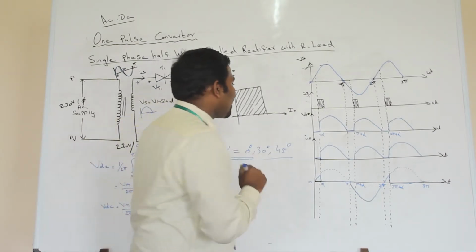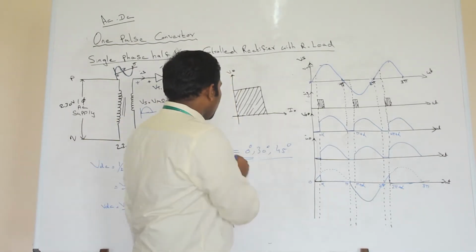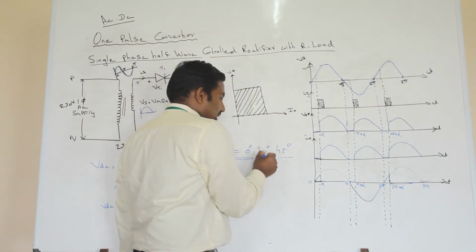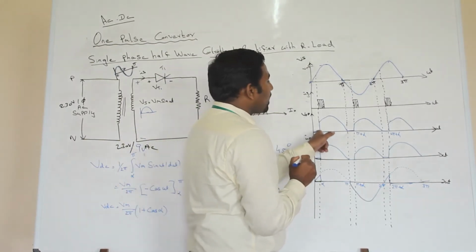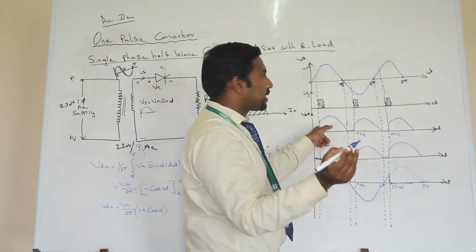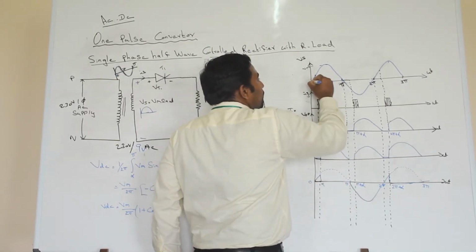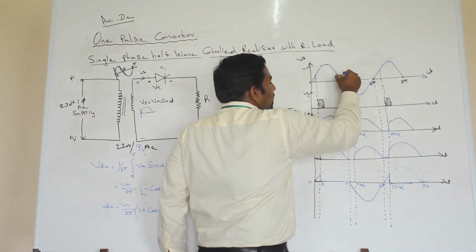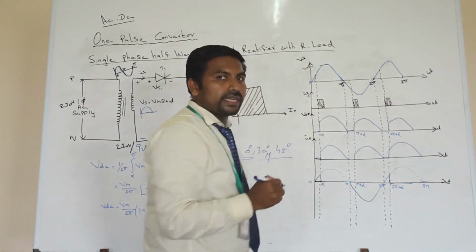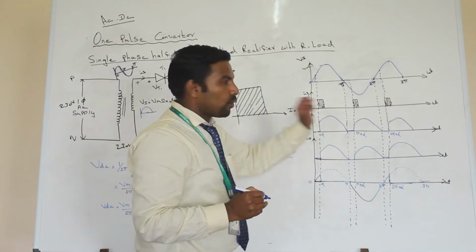The device will be turned on here. When the alpha value is given as 30 degree, from 30 degree onwards the device will be turned on. So in this input voltage, from 30 degree, the device will start conducting, and you will get this output voltage at the output.